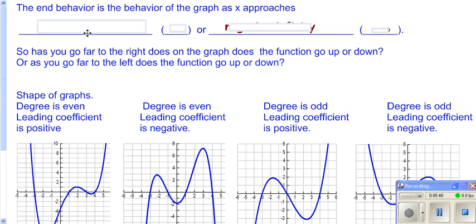Let's take a look at the end behavior. When we're looking at end behavior, we're wondering what happens when your graph goes far to the right, towards x being positive infinity. You could write it also as a plus with the infinity sign, or what happens as you go far to the left, meaning as x goes towards negative infinity, which could be a negative sign with the infinity sign after it.